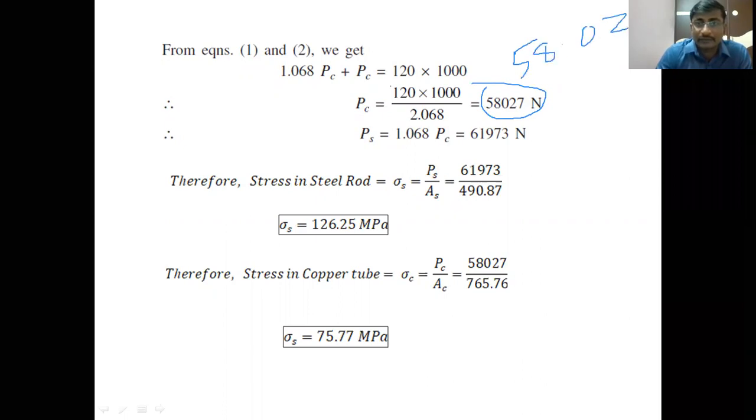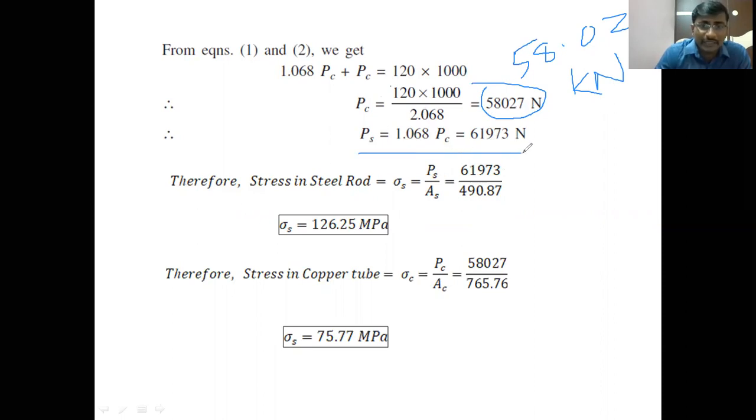If we represent it in kilonewtons, it is 58.027 kilonewtons. As you know, how to convert newtons to kilonewtons, what is meant by kilo, mega, giga, milli, nano. All these parameters you have already studied in engineering drawing in the first year. Okay, so 58.027 kilonewtons.